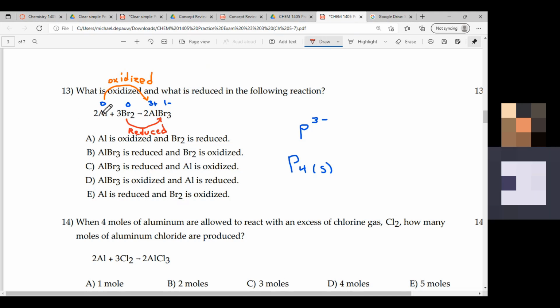Oh, well, so here you see that aluminum was oxidized, right? And bromine was reduced, right? So that means A. Now here's the thing. One thing to note: aluminum bromide, the product, is not oxidized or reduced. Products can never be oxidized or reduced. Products are the result of oxidation and reduction. So if it asks you what's oxidized and what's reduced, you must look at the reactants. You cannot look at the products. Products are not going to be the answer. Only reactants can be oxidized or reduced. So automatically that makes B, C, and D non-answers.